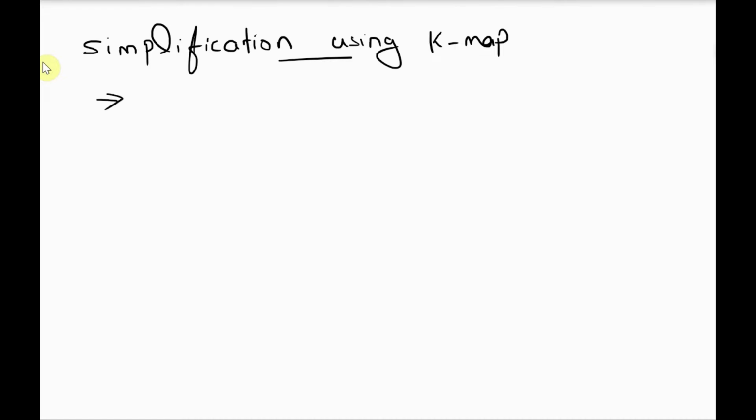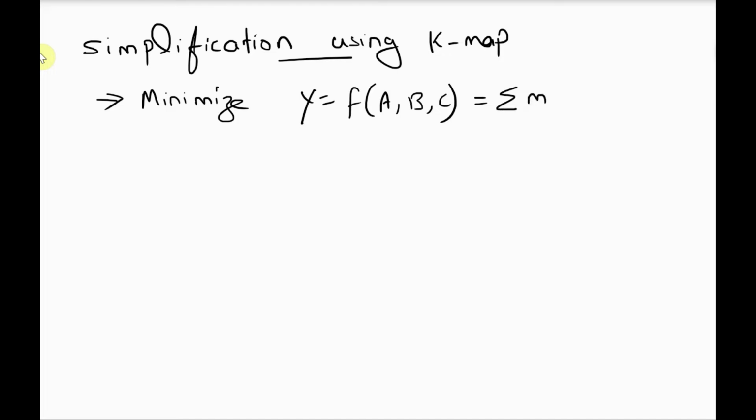We will see with examples. First example, minimize y is equal to f of a comma b comma c. That means output y is a function of a, b and c. That means output y is represented as an equation which contains the variables a, b and c. That is equal to sigma m of 0, 1, 4, 5. So directly the minterms are given, not the expressions.